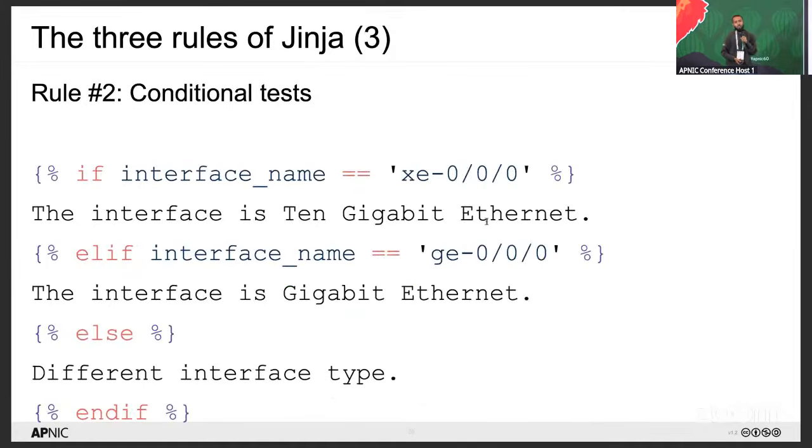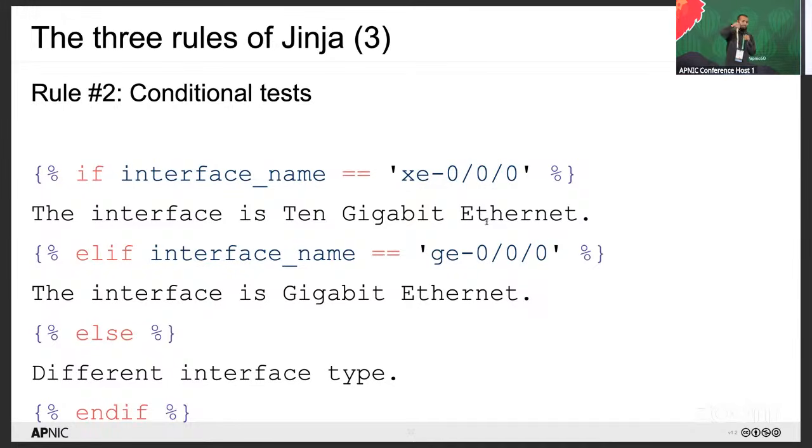The second rule is the conditional test. When we say condition, it means we'll use if else. So this is an example where, if my interface matches a certain condition, I want a certain result. When I write conditional statements, you'll see that I'm using a curly bracket and the % sign, and when closing it, I use the opposite, the % and then the curly bracket.